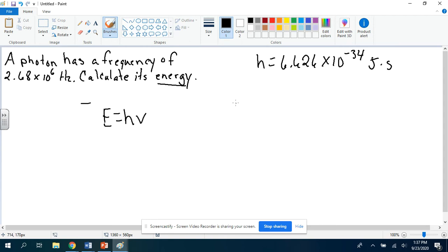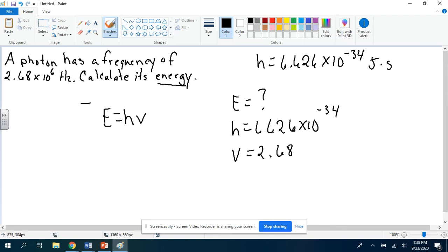All right, so let's write our givens. We have E. We don't know it. It says calculate the energy, right? So we don't know E. h is right here. Okay, I'll write it again. All right, and then v is given in our problem here. So 2.68 times 10 to the 6.